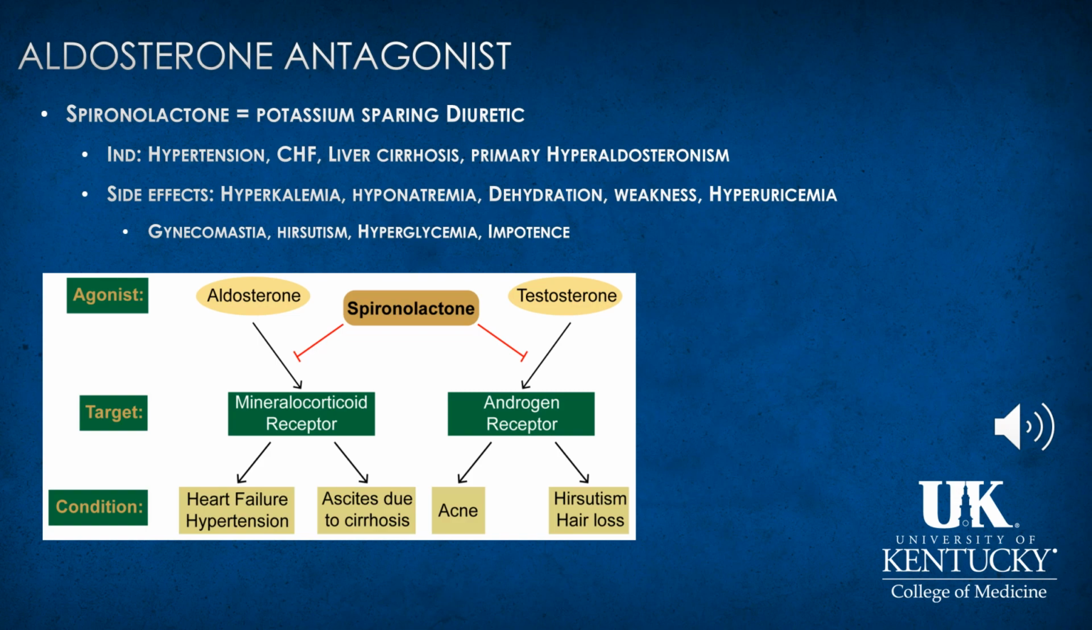The side effect of using an aldosterone antagonist is, instead of retaining sodium and excreting potassium, it's the opposite. So therefore, you're going to see hyperkalemia, hyponatremia. As a diuretic, you still create dehydration. Patients may complain about weakness, hyperuricemia, the development of gynecomastia, hirsutism, hyperglycemia, and impotence, which are related not only to the block of the mineralocorticoid receptors, but also the androgen receptor.